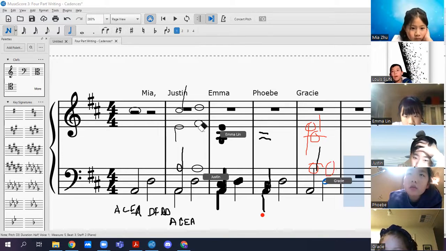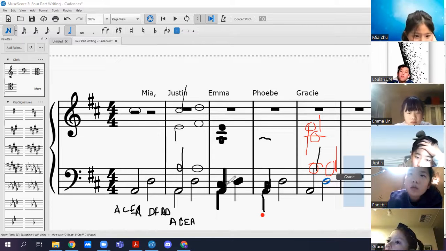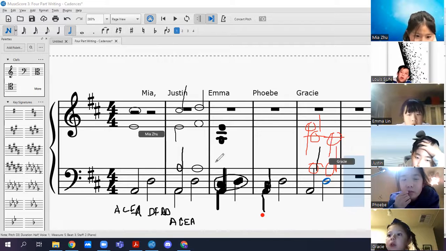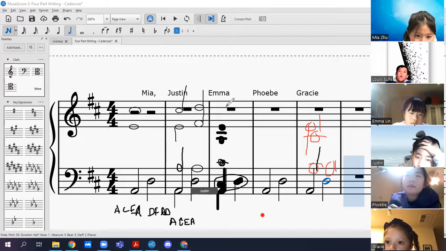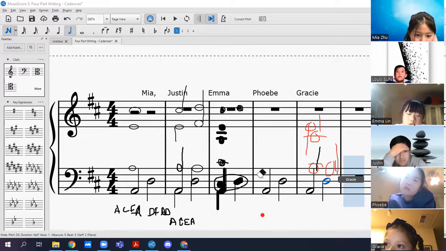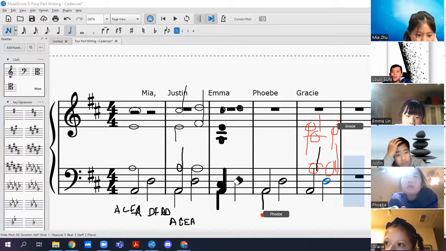Okay, so for Phoebe and Emma, unfortunately, I forgot to mention this. You have overlapping voices because the tenor is lower than the bass. So you should probably put the tenor up here. Or put the tenor up here since C is the leading note and you want the leading note to tonic in the soprano. Emma, does that make sense?